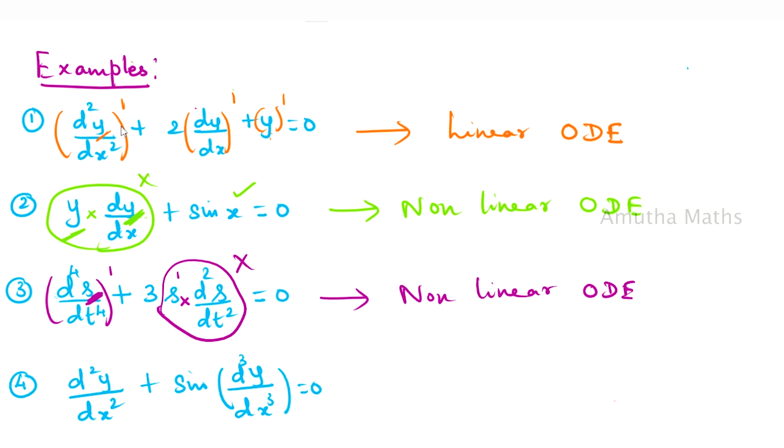Now look at the fourth example. d square y by dx square plus sin of d cube y by dx cube is equal to 0. So here the dependent variable is y. So this is of degree 1. Okay. So here, this derivative should not be inside the sine function. So that is not allowed. The derivative or the dependent variable should not be inside the trigonometric functions. So this is a non-linear ordinary differential equation.